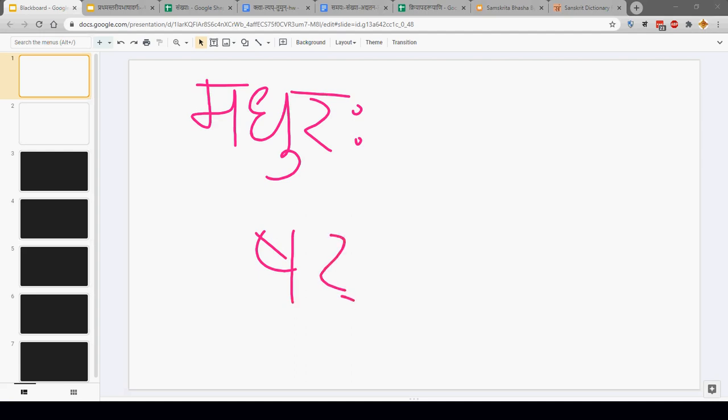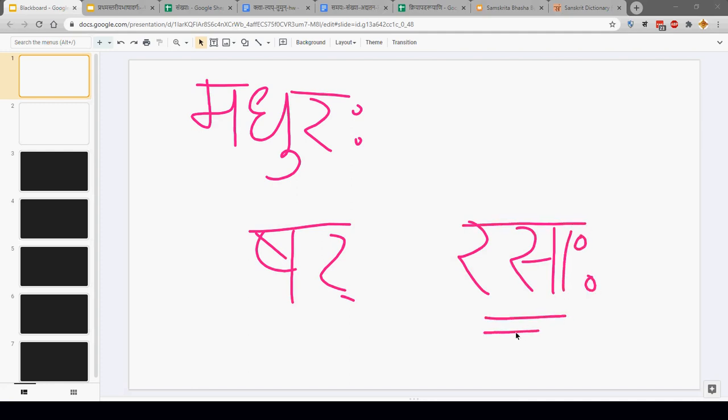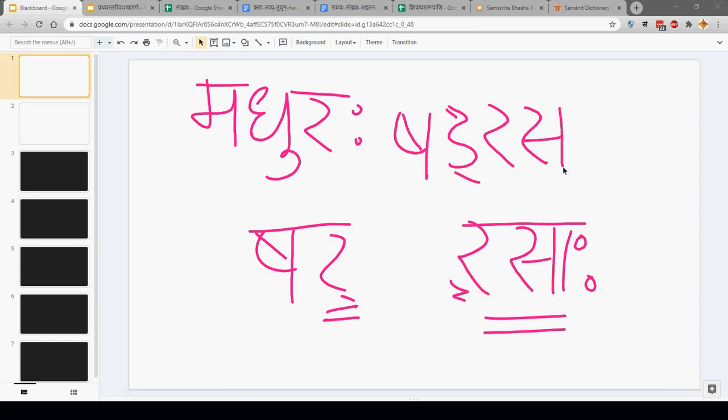So Shat Rasaha. Rasa means taste. So here, does this change from ta to da? Yes, because this is ra. So this becomes Shad Rasaha. You can make it a single word or separate words, it doesn't matter.